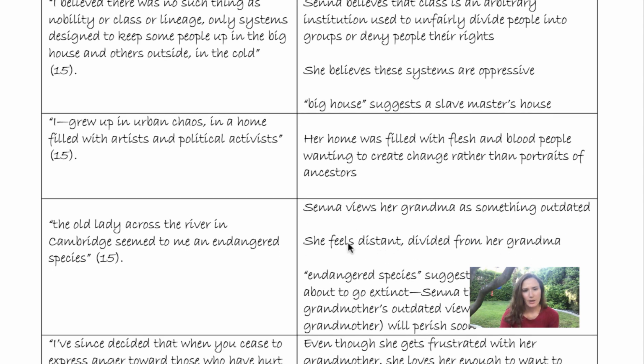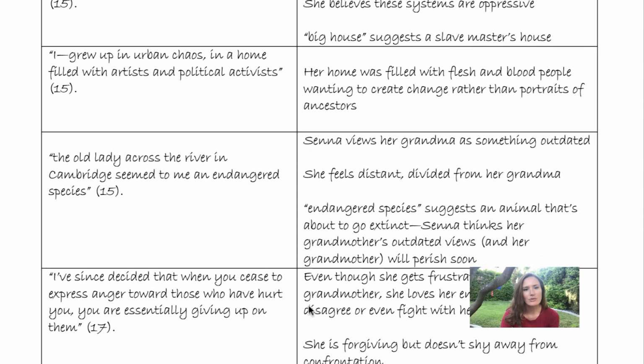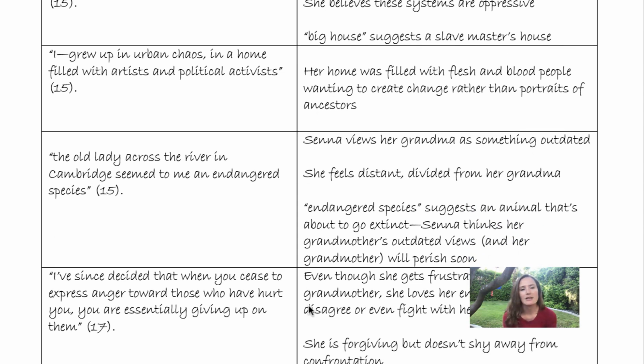Here's another quotation we can unpack. "The old lady across the river in Cambridge seemed to me an endangered species." So obviously Senna is making fun of her grandmother a little bit and is using terminology that might seem kind of strange for someone describing their own grandmother. Let's unpack it a little bit more. Here's what I wrote. Senna views her grandmother as something outdated. Obviously, the words endangered species suggest something extinct or outdated or something that is soon to be extinct. Same thing with old lady.